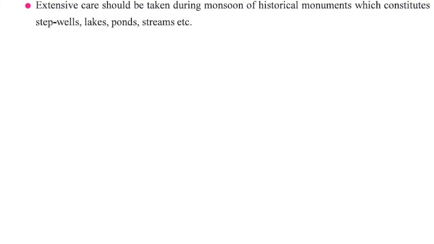Extensive care should be taken during monsoon of historical monuments. Of course, the rain destroys everything, which constitutes step wells, lakes, ponds, streams. Keep these things clean, because rainwater gives you water for drinking the whole year. If you keep these things clean, the rainwater will be harvested properly, which will provide you with pure drinking water throughout the year. If you don't clean them, the same water becomes diseased water. It will harbor mosquitoes and flies, and it will spread disease.